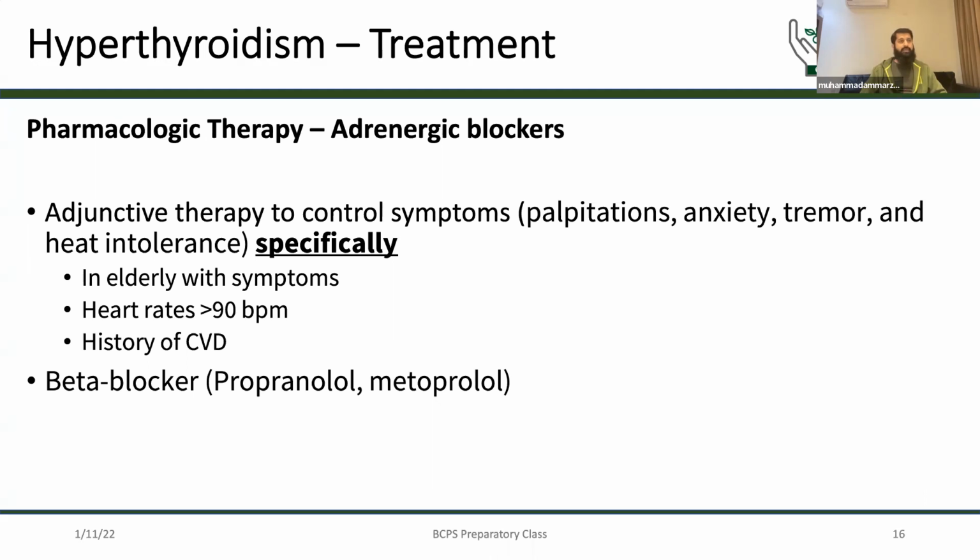So in these three cases, when the patient is elderly and symptomatic, heart rate is more than 90, and there is a history of cardiovascular disease, according to the recommendations, you should add a beta blocker.